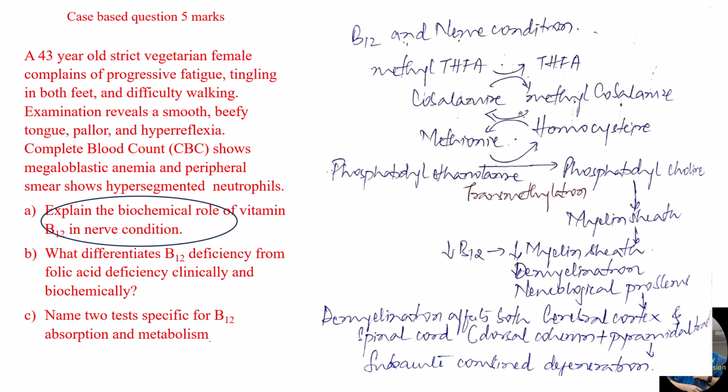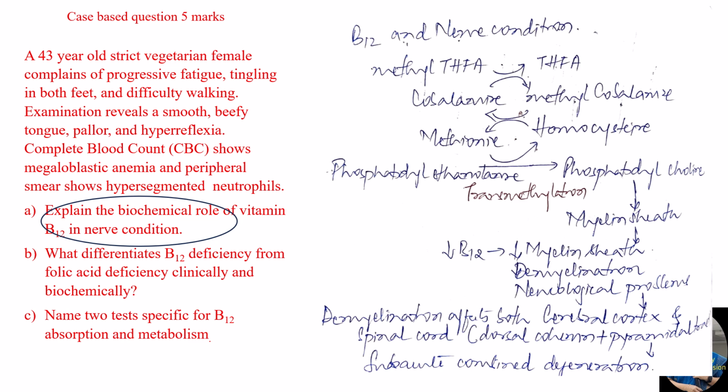So methionine acts as a methyl group donor. It donates a methyl group to phosphatidylethanolamine, and this gets converted to phosphatidylcholine, which is one of the components of the myelin sheath. So in vitamin B12 deficiency, what happens? There is decreased formation of myelin sheath and demyelination occurs at different areas in the central nervous system, resulting in the development of neurological problems.